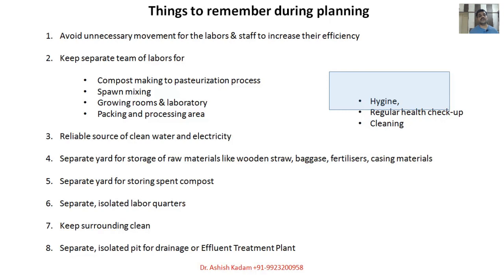Otherwise, we have seen that people are moving from the casing area to the compost area, then going to the laboratory, and they are spending a lot of time just walking. Naturally, people will spend more time outside your farm and will not have enough time to do effective work. So that is why the movement has to be planned and predicted, the movement of the people has to be forecasted, and we have to address those movements when designing the plant.